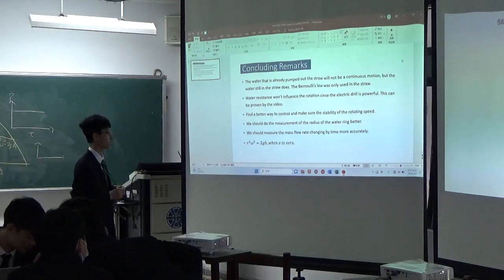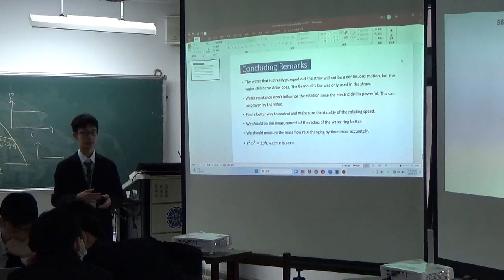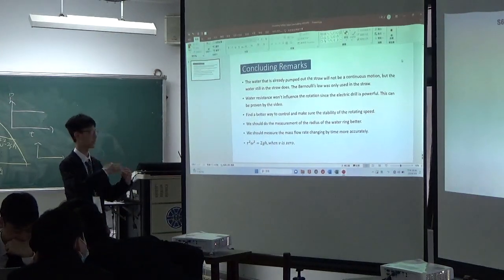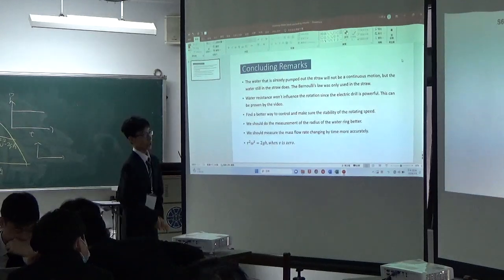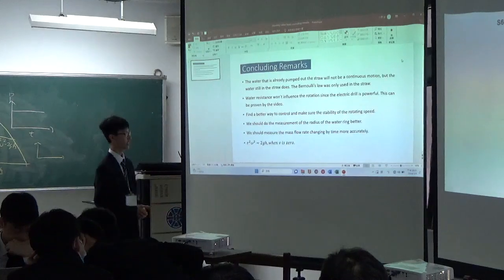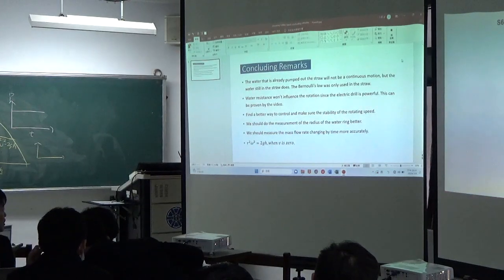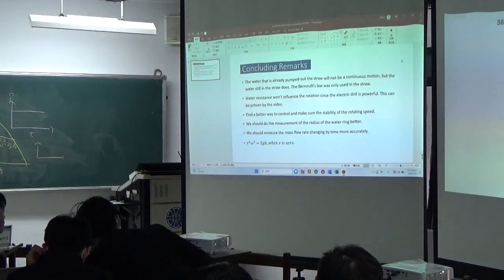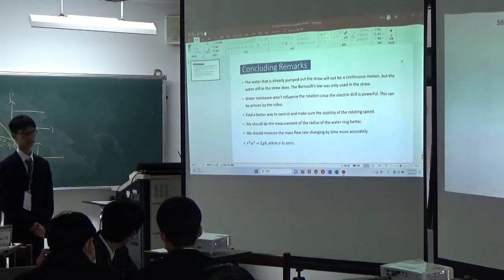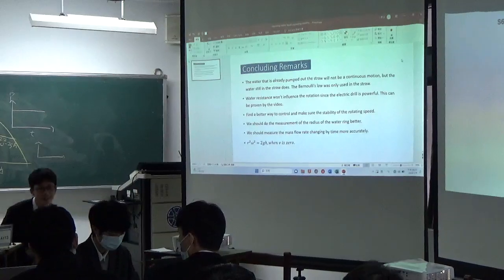Okay, and we should measure the mass flow rate changing by time more accurately. Note that 10 seconds is very small, so we can ignore the depth differences. And for the deviation, R squared omega squared is equal to 2g, as B is equal to 0 here. Okay, these are our concluding remarks. Thank you very much.